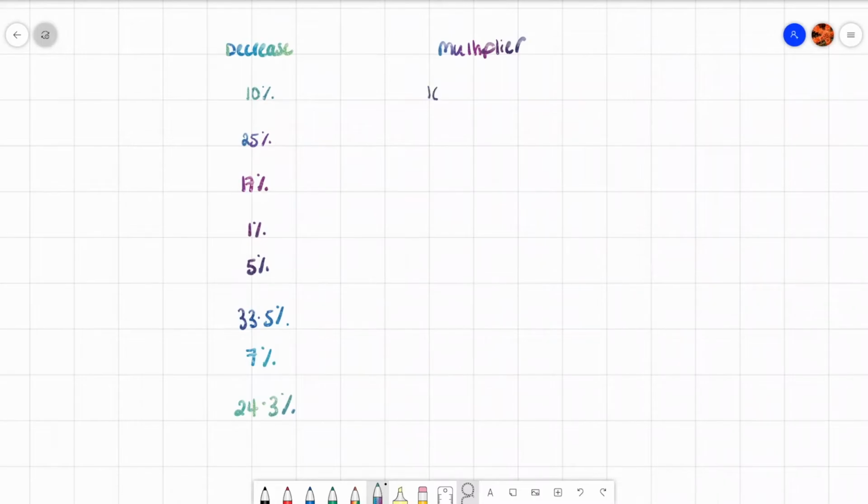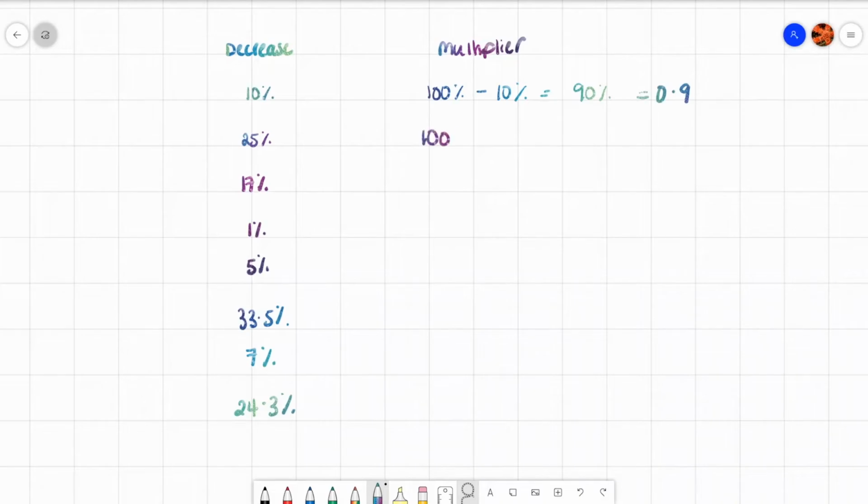Well, your original value would be 100%, and you would subtract 10%, which would give you 90%. So then what's 90% as a decimal? It would be 0.9. Okay, so if you were to decrease something by 10%, you would multiply it by 0.9. What about 25%?